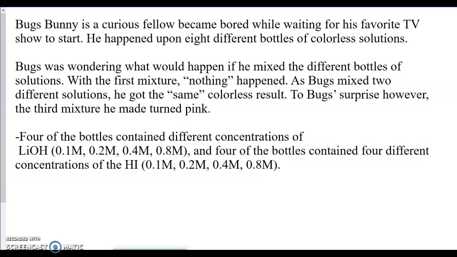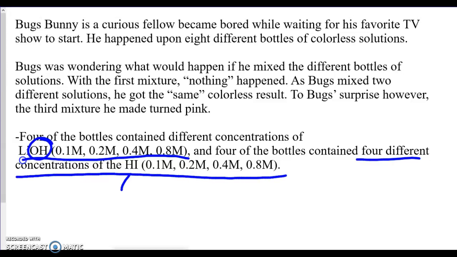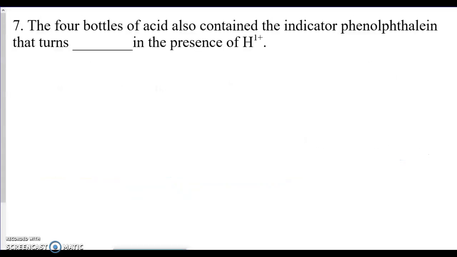4 bottles contain different concentrations of base. This OH at the end lets us know that it's a hydroxide and it's a base. And then 4 different molarities of HI, which is an acid. H's on front tell us it's an acid. So the 4 bottles of acid also contain the indicator phenolphthalein that turns colorless in the presence of hydrogen ions.